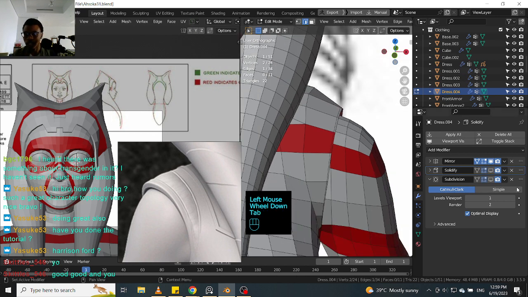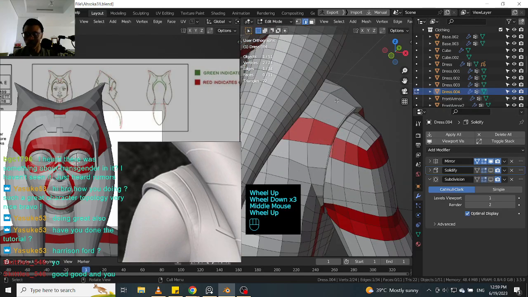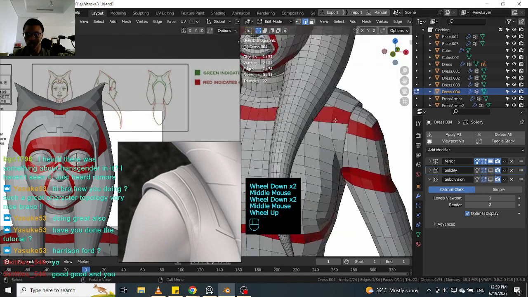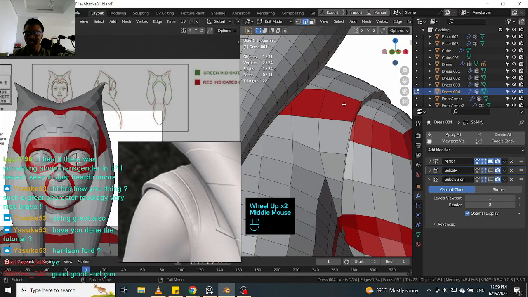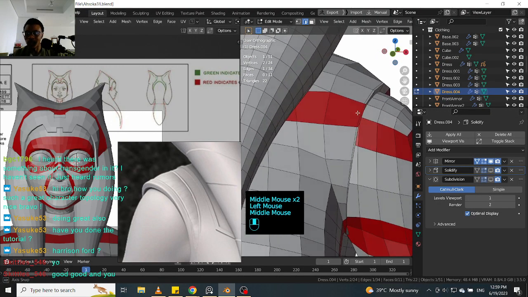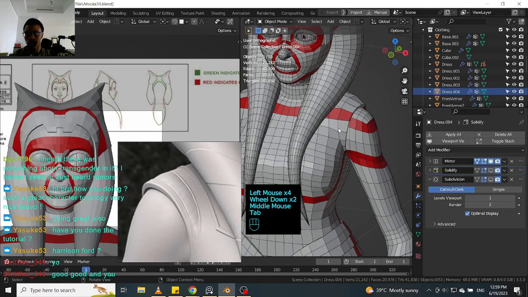I think it would be a good idea if there was a way to at least show that you're using a mirror modifier. I guess it would help with something like that. Shit.